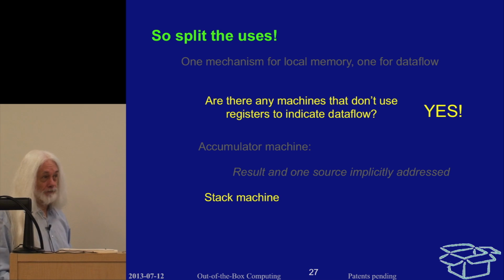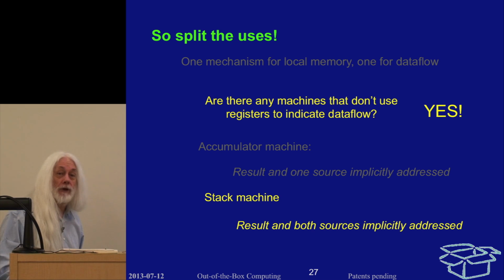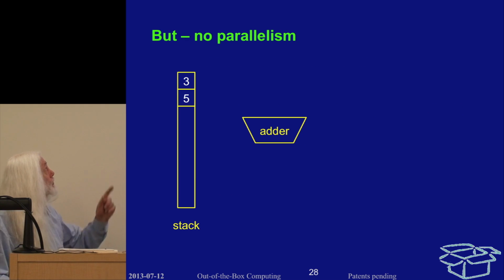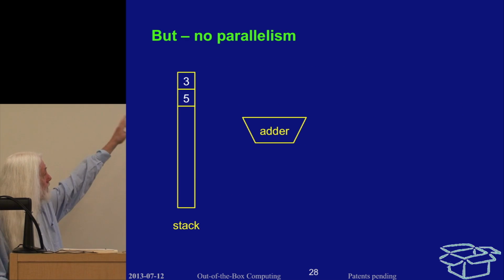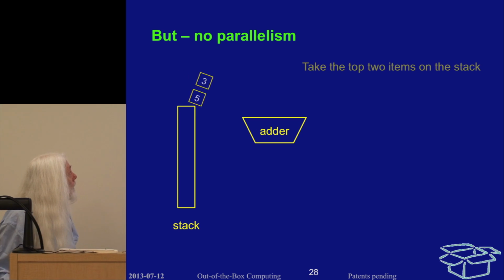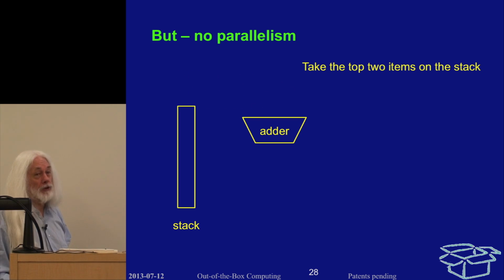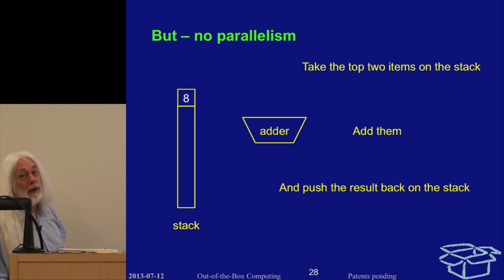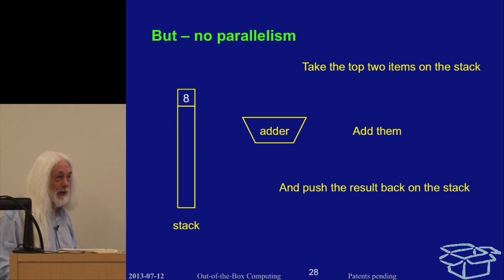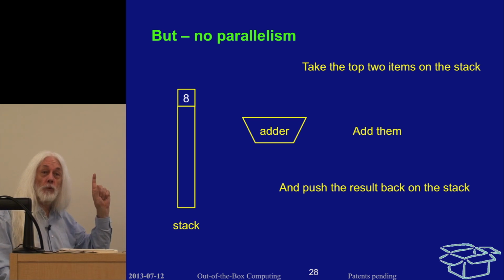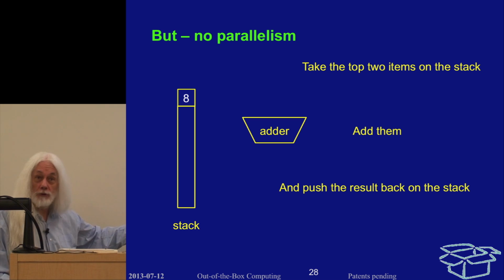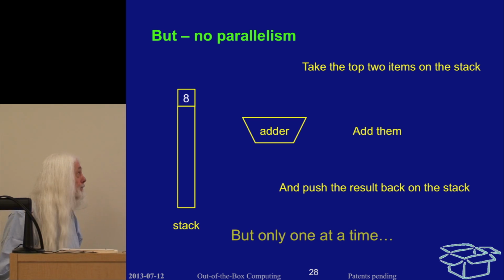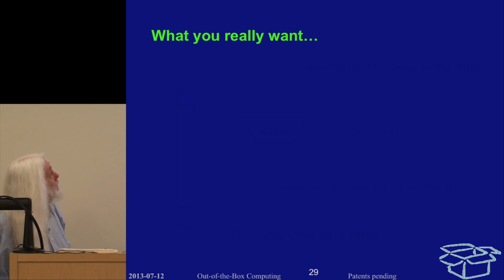A stack machine. Result and both addresses are implicitly addressed. Now take that stack example. The adder can take two values off the top of the stack, add them, and push the result back on top of the stack. No possible hazard there. No need for rename whatsoever. But you only have one top of stack, so you can only do one operation at a time. And our goal, of course, was to do two operations at a time, which we couldn't do. Only one at a time.